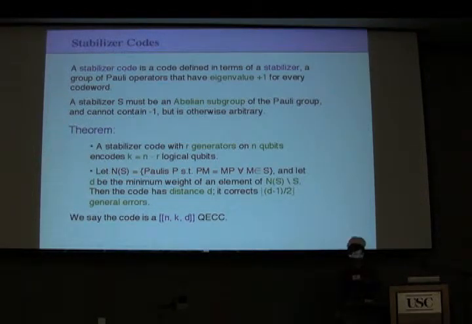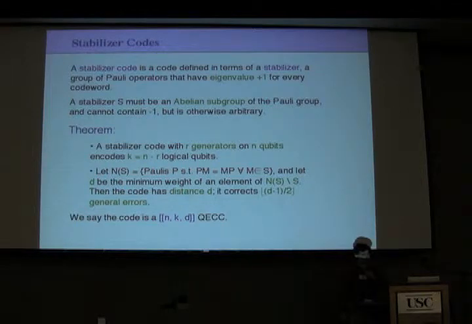But of course, the real thing we're interested in is how many errors we can correct. So that's only slightly more difficult. To do that, we look at the set N(S). N(S) is the normalizer, or in this case, the commutator, they're equal, of the stabilizer S inside the Pauli group. So it's defined as the set of Paulis P for which PM equals MP for all M in S. Okay, so the set of things that commute with everything in the stabilizer. So those errors will not be detectable by our quantum error correcting code. If we were to apply that to an encoded state, we'll get another encoded state.